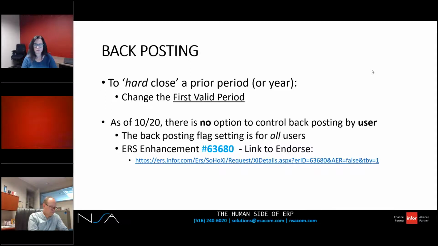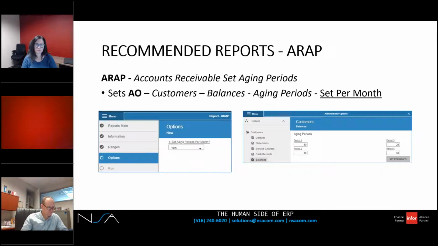So there we go. Enough about back posting. Now let's start talking about some of the processes. So the first one I want to walk you through is called ARAP.